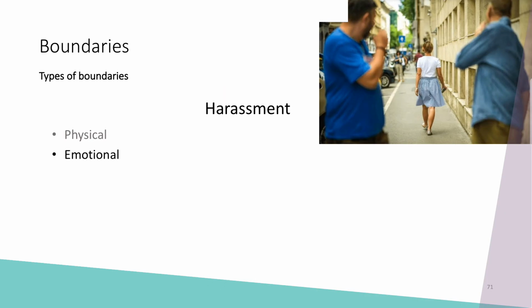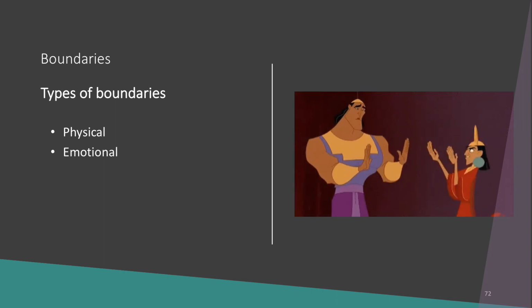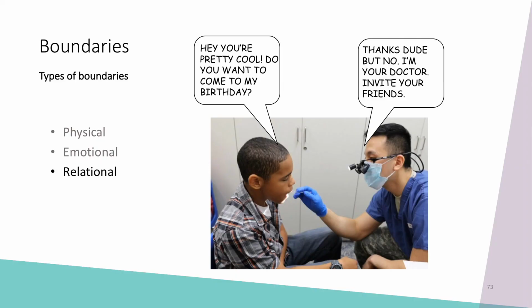Emotional boundaries, a bit more subtle, when people impose their values on us. So this could be in the form of harassment or bullying, getting into our personal space, uninvited touch, and we'll notice we get some emotional reaction to that and we want to say, no, stop it, I don't like it. Relational boundaries are about sticking to our role.